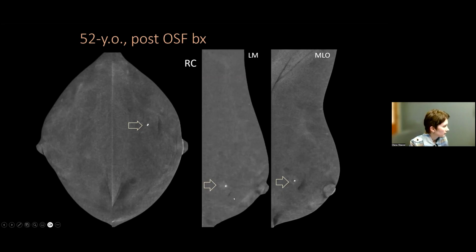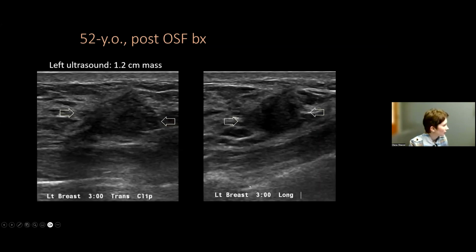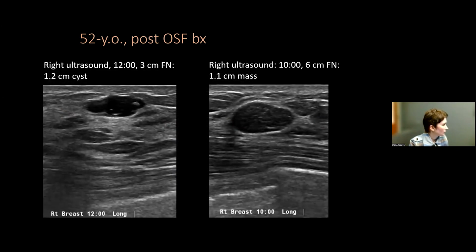So when we did a slightly delayed lateral recombined image, you see that there's already some degree of enhancement in the area of her post-procedure or post-biopsy change. So now we can see that there is a finding. Originally, the woman presented with a palpable mass in the breast, and when an ultrasound was done, there was a 1.2 centimeter irregular hypoechoic mass at 3 o'clock. She also had a right breast ultrasound, and we saw a cyst at 12 o'clock of the right breast, and we saw a circumscribed oval mass at 10 o'clock.